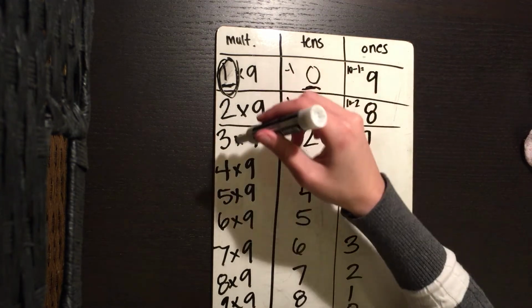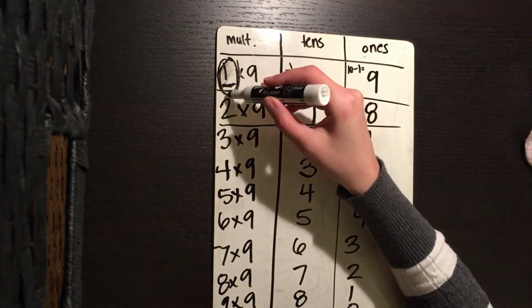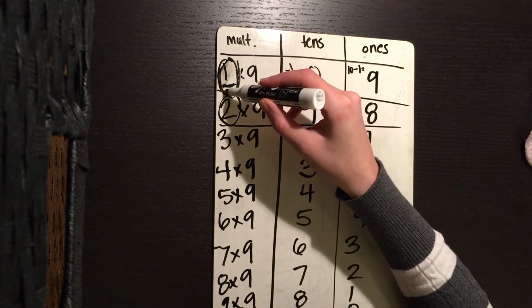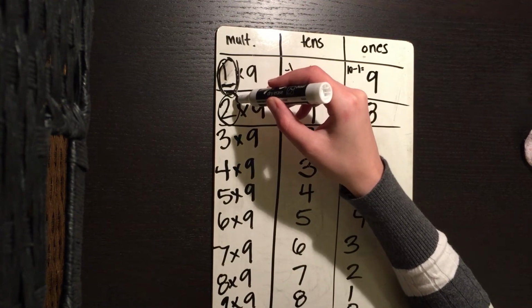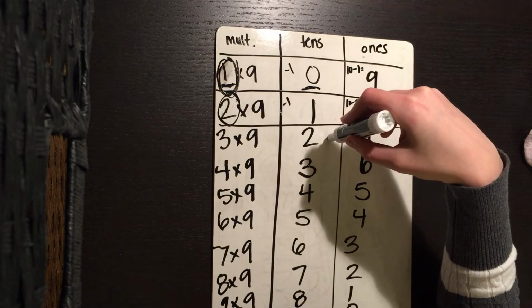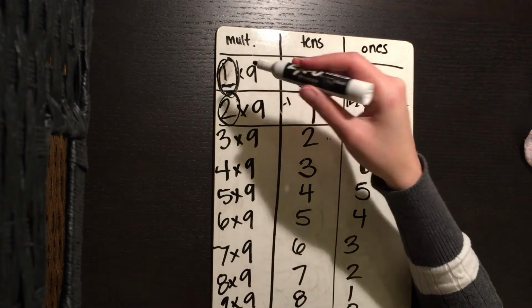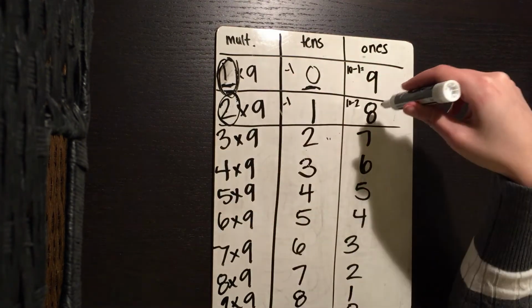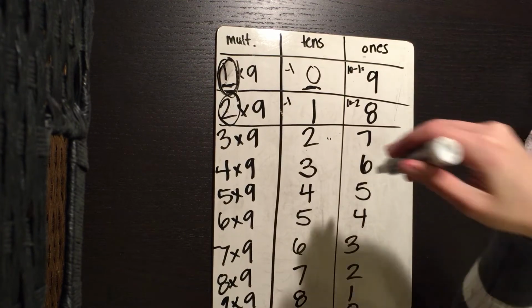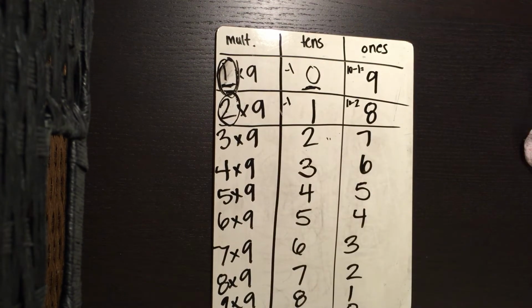See if every time you multiply, if you take your factor and subtract 1 from it, you get the tens place, and subtract it from 10 if you get the ones place. Pause the video and check all the other ones and see if that's the pattern you get.